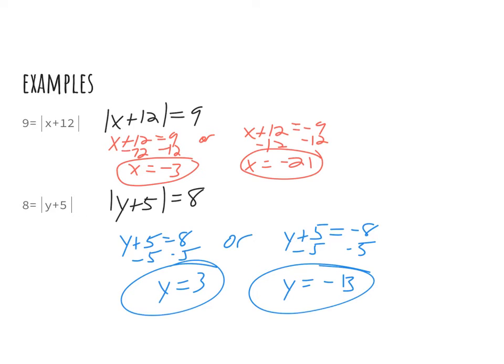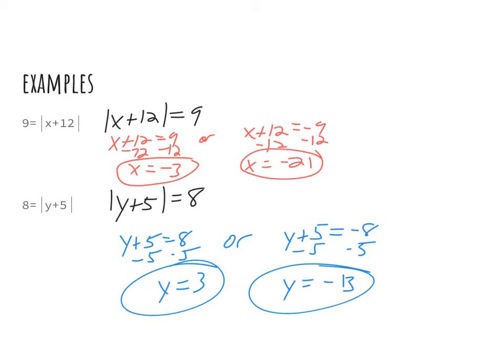So again, you're going to have two different equations here. You're going to have what's inside the absolute value equal to positive 9 and what's inside equal to negative 9, because again, the absolute value of 9 is 9, and the absolute value of negative 9 is 9. So for each equation, subtract 12 from both sides, and my two answers are going to be negative 3 and negative 21.